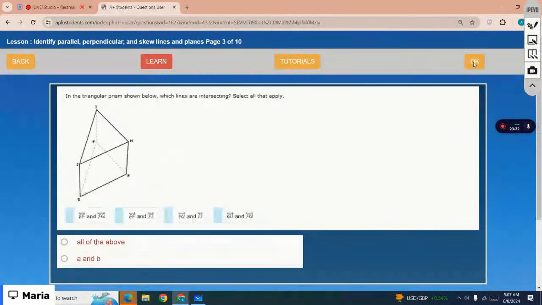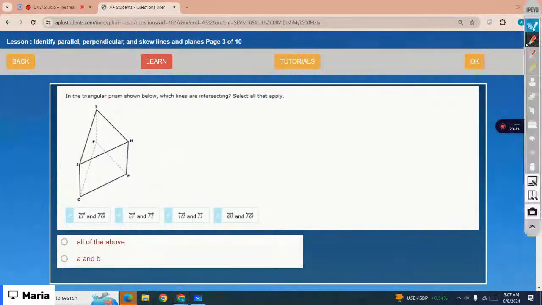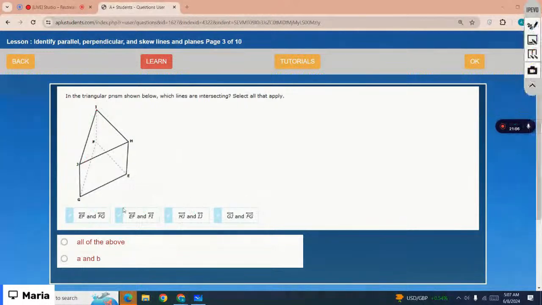In the rectangular prism below, which lines are intersecting? So let's just find the intersecting lines, right? Okay. EF and FG, they are intersecting lines. Here is the point of intersection, right? EF and FI, they are also intersecting. Here is the intersecting point. HJ and IJ, here is the intersecting point. So all of the above are intersecting, right? The correct option is all of the above. Option number 1 is the correct option.